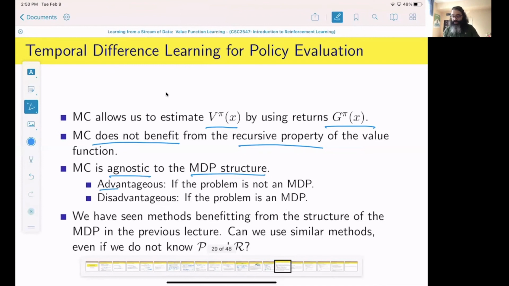It is a good thing if the problem is not actually an MDP, which means that it doesn't have those Markov properties. MC might actually be a good solution then. But in this course, at least for most of it, we assume that the problem is an MDP. And in that case, MC is not taking advantage of that property. So if the problem is an MDP, then it is not benefiting from it.